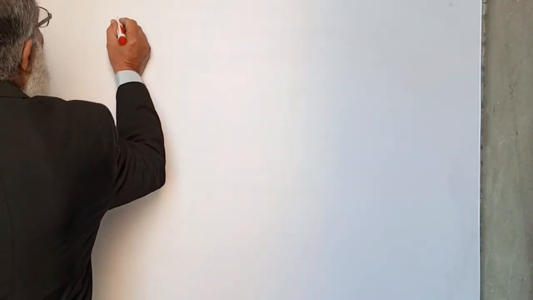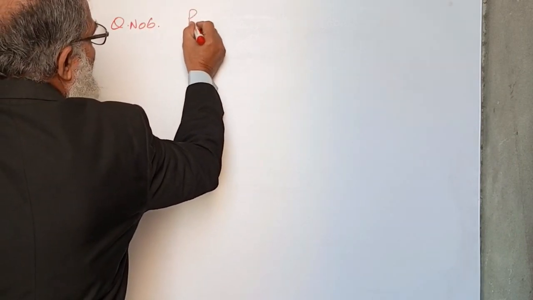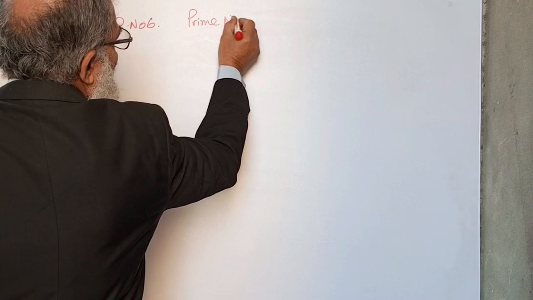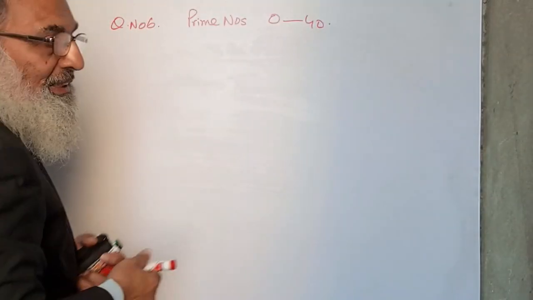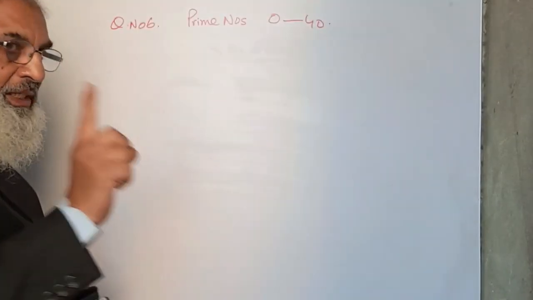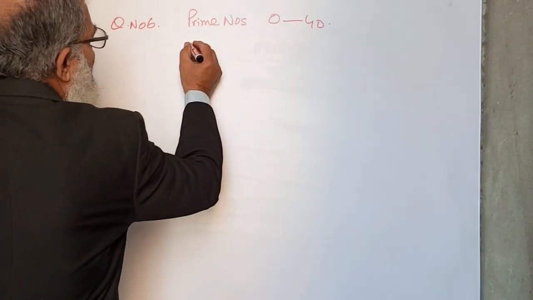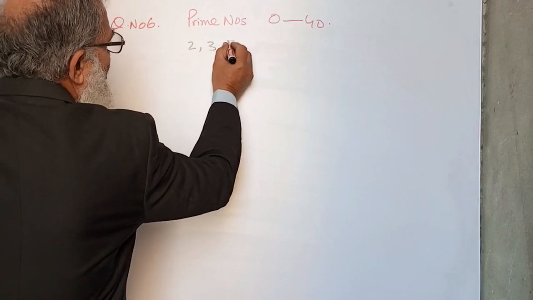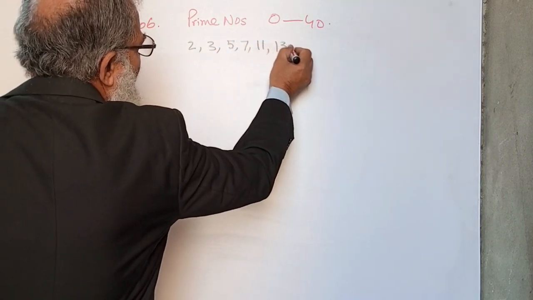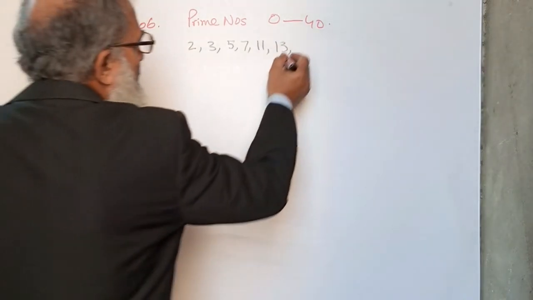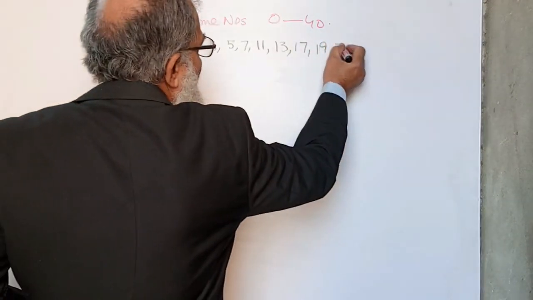Question number 6. Prime numbers. We have to write prime numbers from 0 to 40. You know that 0 is not a prime number. 1 is not a prime number. So 2 is the first prime number, 3, 5, 7, 11, 13, 19, 23.